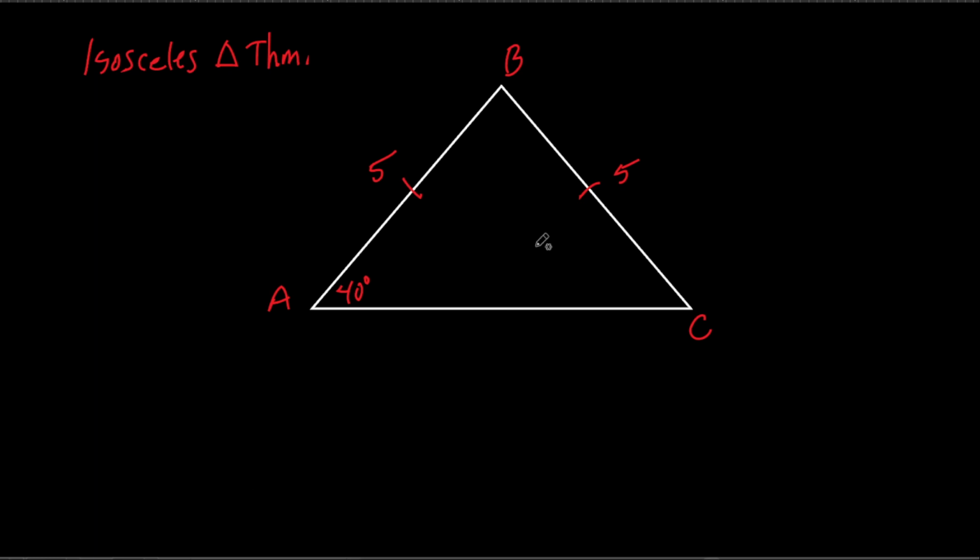Before you wouldn't be able to do it, but you might be able to guess, but you wouldn't know for sure. So let's take a look at this. This side's equal to this side because they're both equal to 5, right? That means the angles that are opposite those two equal sides are equal to each other. So if this is 40 degrees, then this has got to be 40 degrees. Everybody see that?